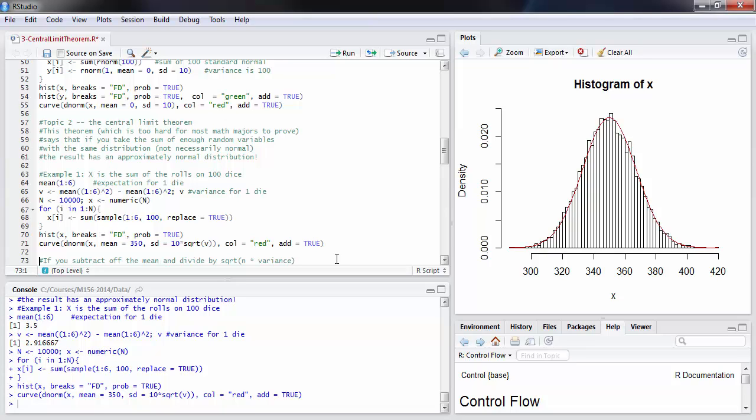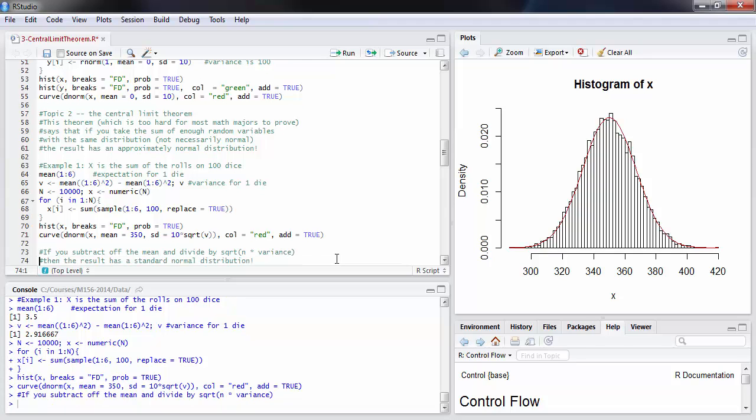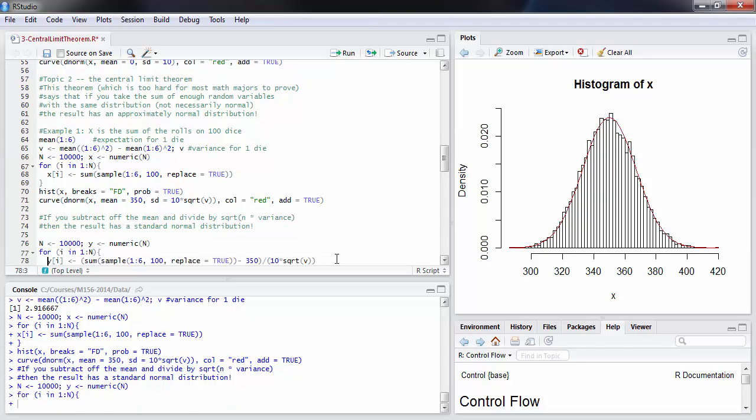The usual way of stating this involves subtracting off the mean, getting rid of that 350, and dividing through by the square root of the variance, which is n times the variance for one individual die. That should give us a variance of 1. So let's do that.